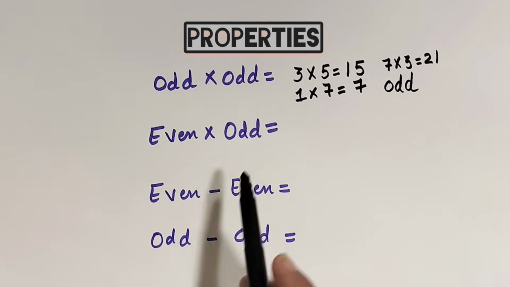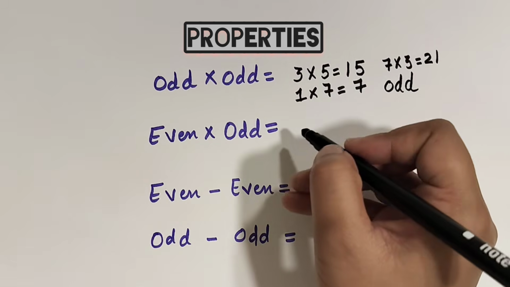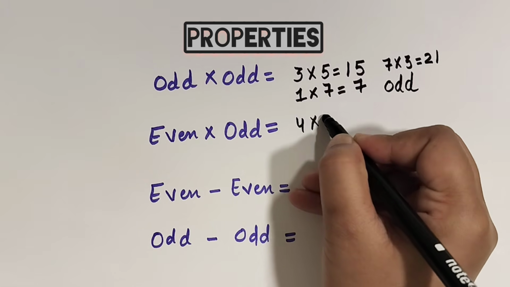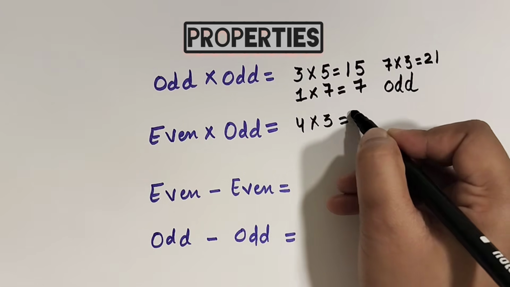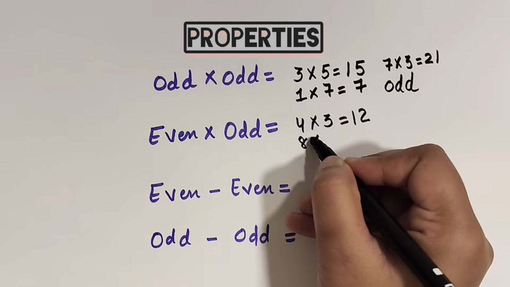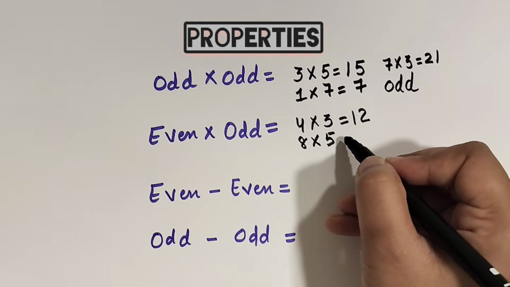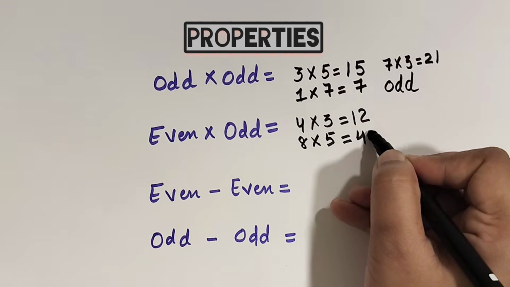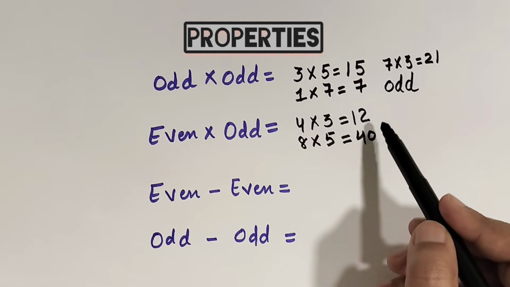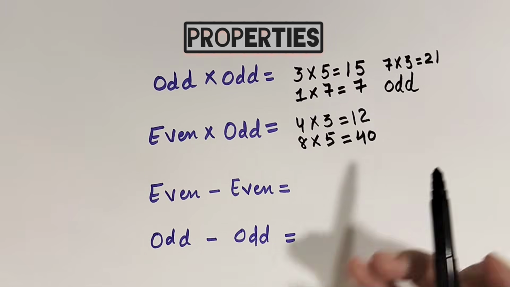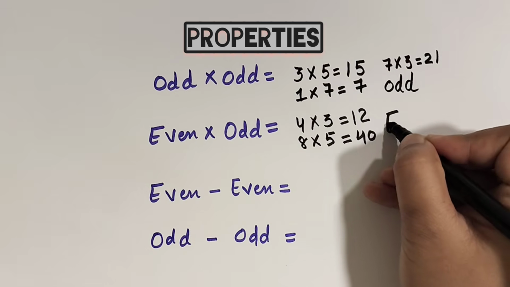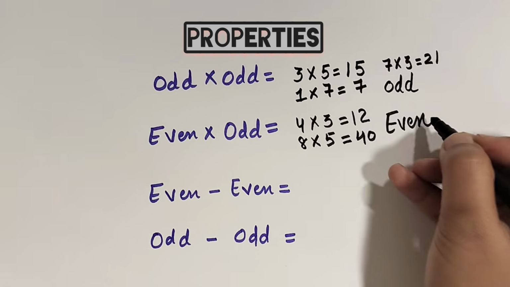Now what happens when we multiply even number with an odd number? So 4 times 3 is 12 here. 8 times 5 would be 40 here. You can see that when we multiply even with an odd, we get an even number. So the result is even here.